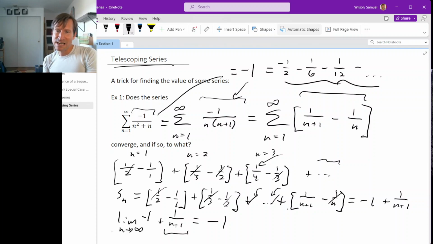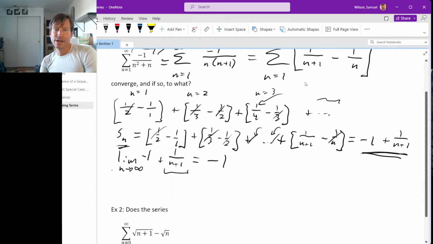So it must be true. And we used this idea of writing out the partial sum, collapsing the partial sum like an old-timey telescope, and then seeing what happens to the result. Okay, let's do one more example like this.